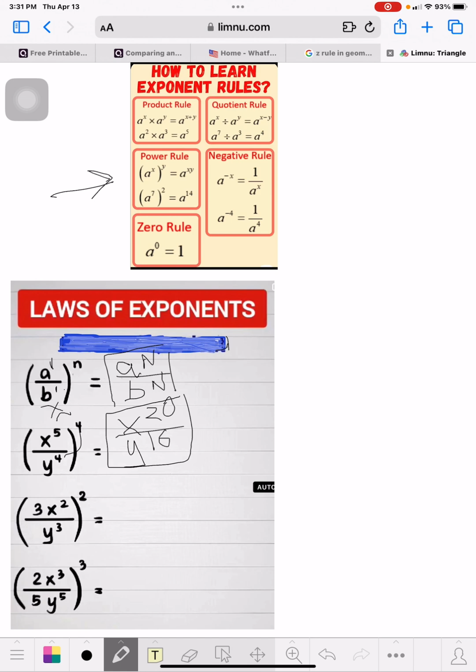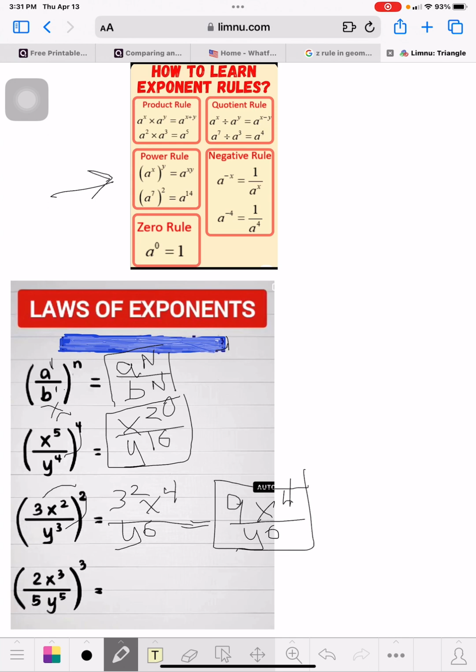How this works is this 2, the square part, goes on each one that's in here. So it's 3 squared. Okay, let's write 3 squared first, and then I'll go further. And then we get x to the 4th. 2 times 2 is 4. Now, 2 times y, 3 times 2 is 6. Now, I already know 3 times 3 is 9. So my answer is going to be 9x to the 4th over y to the 6th. Now let's square this off, because that's my answer. And that's basically it.